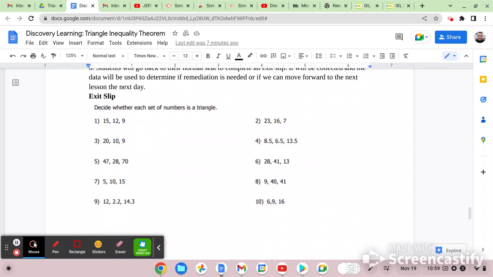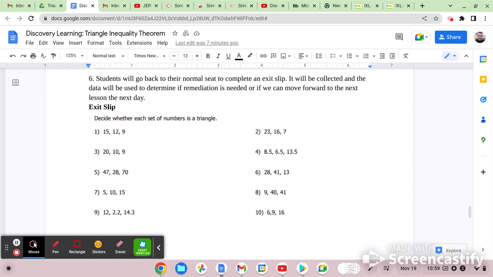Finally, I'll get them back to their individual selves at their normal seat. They'll have an exit slip of 10 questions. I may cut that down to 5 based on time. I'm looking for 80% mastery to know if we're ready to move on to the next part, which would be writing the inequalities, given 2 side lengths, for the range that something could be for that last leg. That'd be the next part of the lesson, if this scores high enough for the whole group. Or I might remediate the next day if I find enough people aren't getting it.